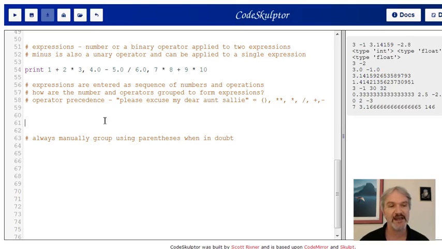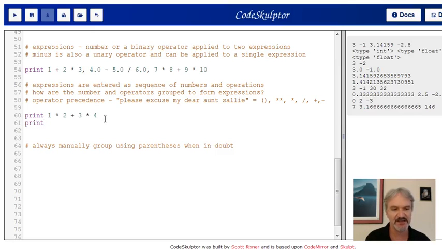So for example, let's type in an expression here, say print 1 times 2 plus 3 times 4. If you look at that, the rules of precedence say that we should do multiplication before addition. So this is really the same thing as 2 plus 12. If I run that, sure enough, I get 14 back from both of them.